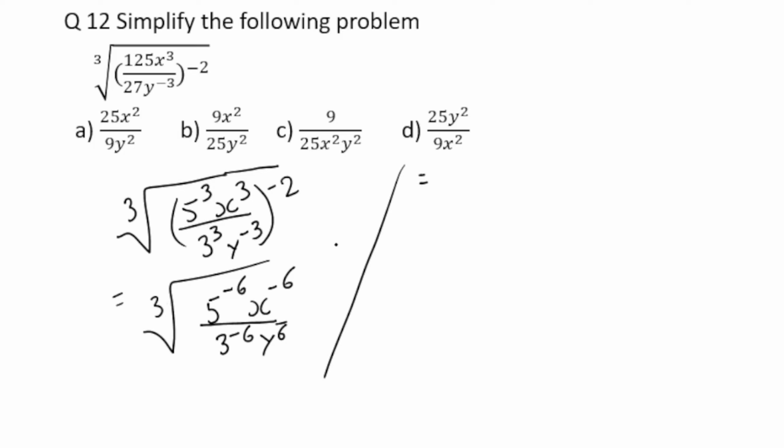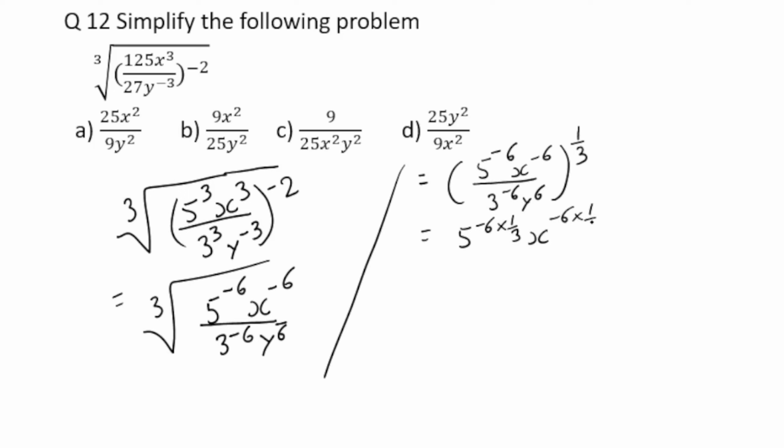Now this cube root is 1/3 power. 5 to the power minus 6, x to the power minus 6, and denominator 3 to the power minus 6, y to the power 6, all to the power 1/3. Now we have to use the power of exponent property. Power is multiply. 5 to the power minus 6 multiply 1 over 3, x to the power minus 6 multiply 1 over 3. Similarly, on denominator 3 to the power minus 6 multiply 1 over 3, y to the power 6 multiply 1 over 3.